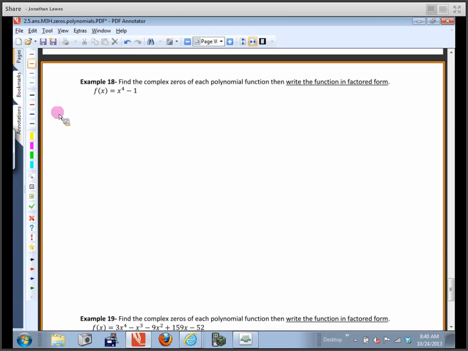The nice ones, the rational ones, which means we use P and Q. What are P and Q here? Both 1. So our list of possible rational zeros are plus and minus 1. Now take a good look at that. Do they work? Does 1 work? If you plug in a 1, you get 1 to the 4th. That's 1 minus 1 is 0. So 1's going to work. What about negative 1? Negative 1 to the 4th is 1. Minus 1 is 0. So they're both going to work.